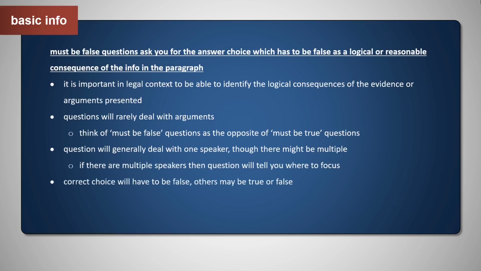The correct choice is going to have to be false. The incorrect choices may be true or they may be false. So a choice could be false, but that doesn't mean that it has to be false. So the correct answer has to be false.